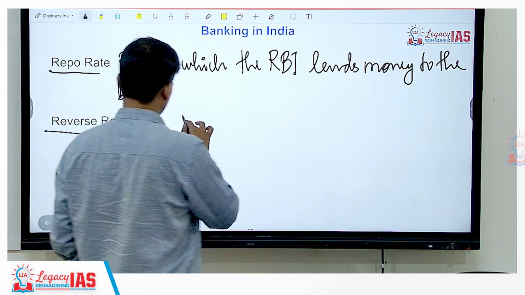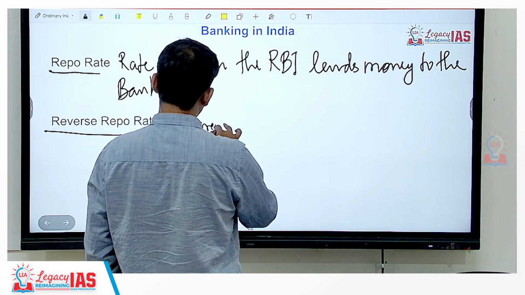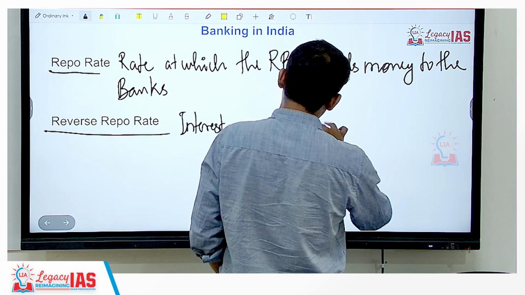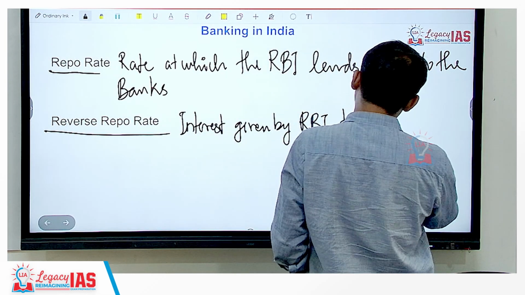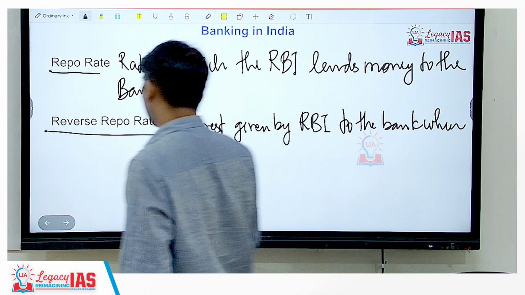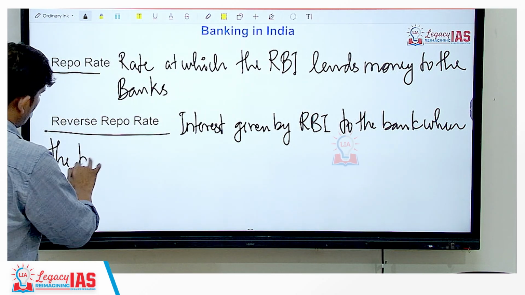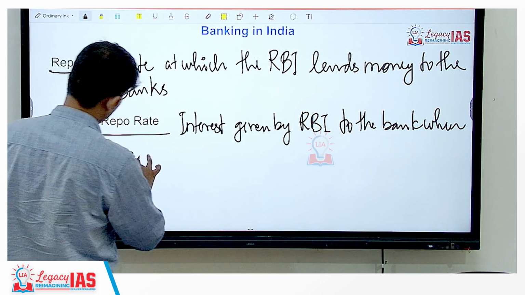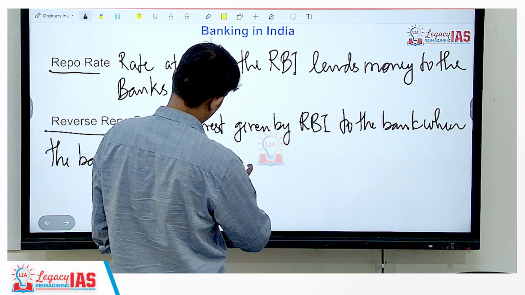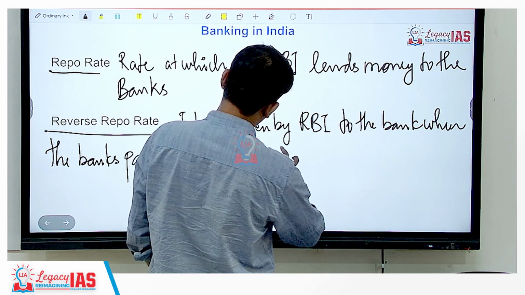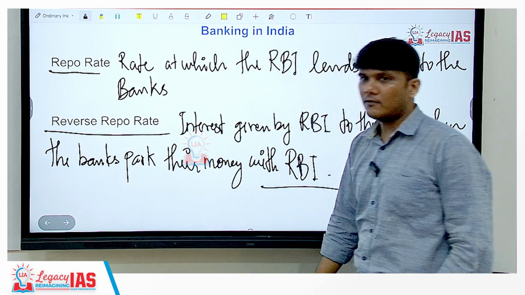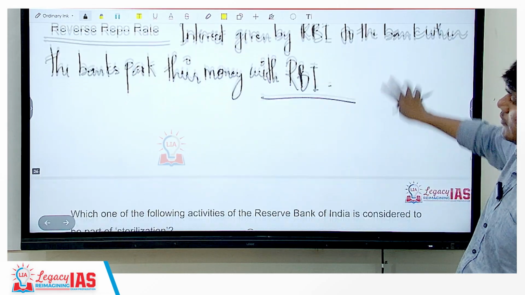So reverse repo rate is the interest given by RBI to the bank when the banks park their money with RBI. Clear? So that is your reverse repo rate.